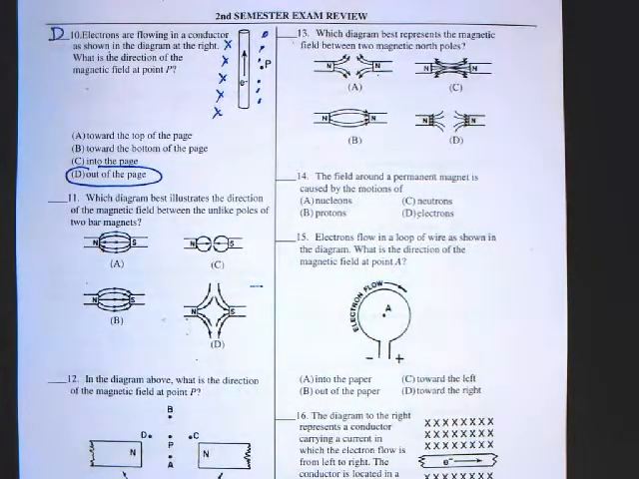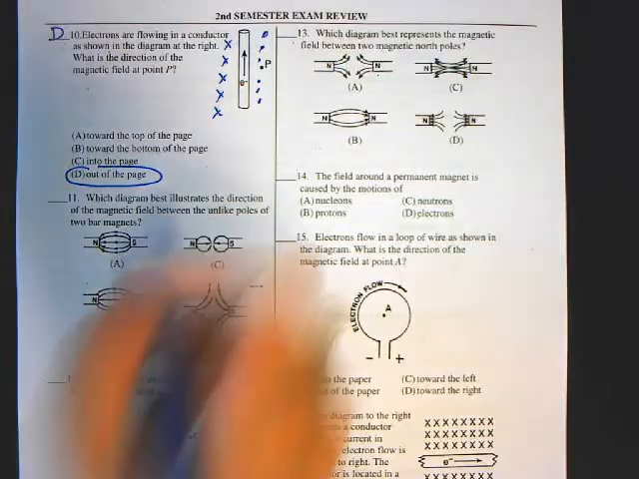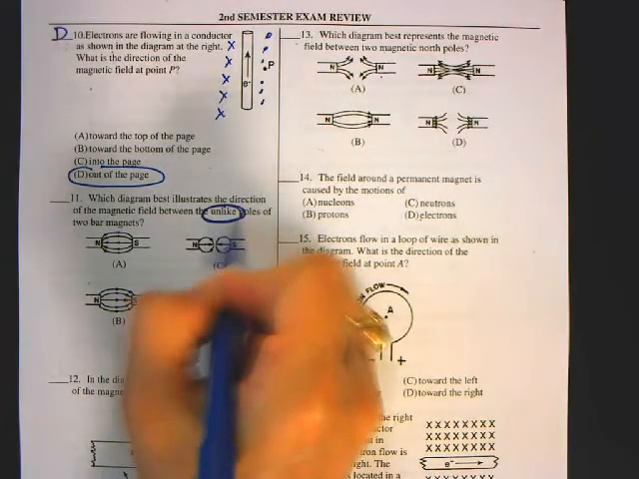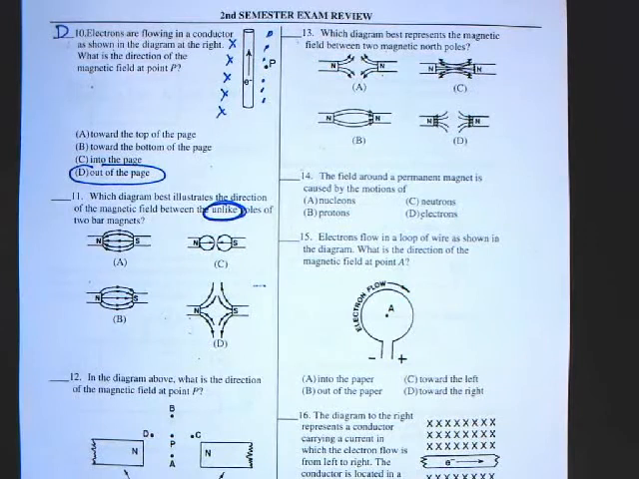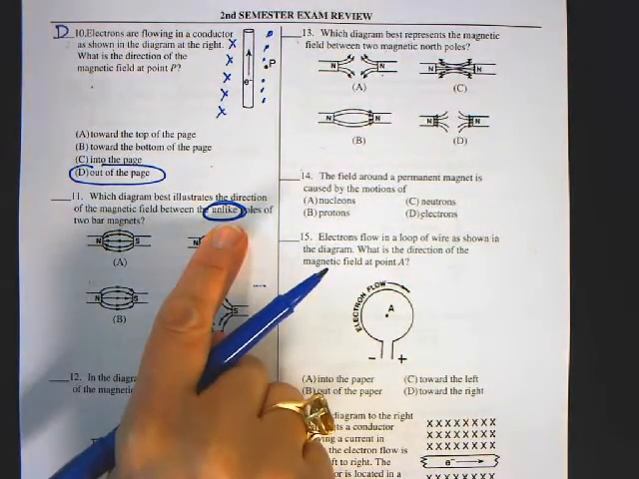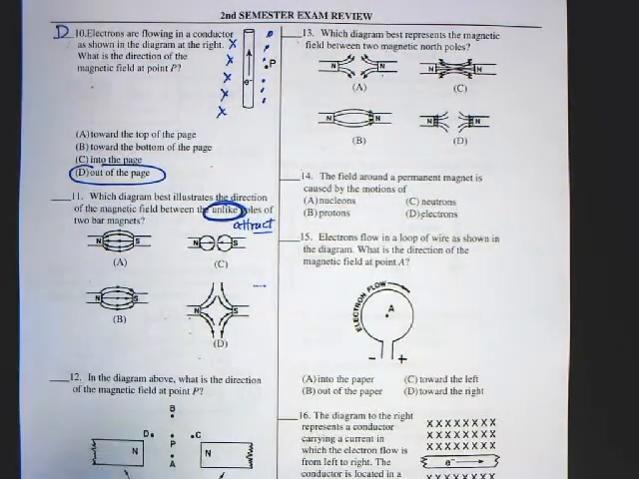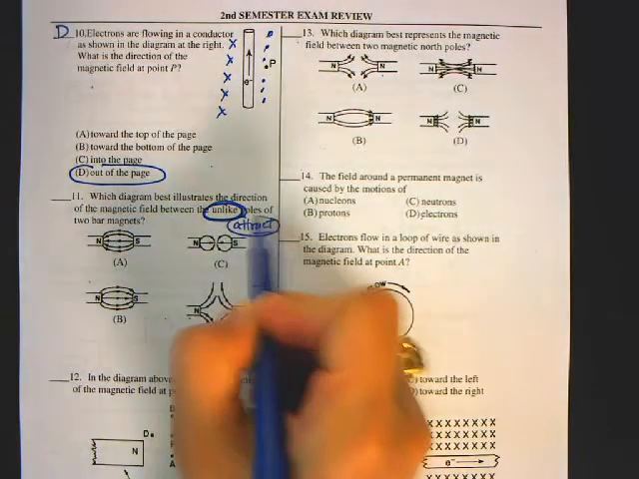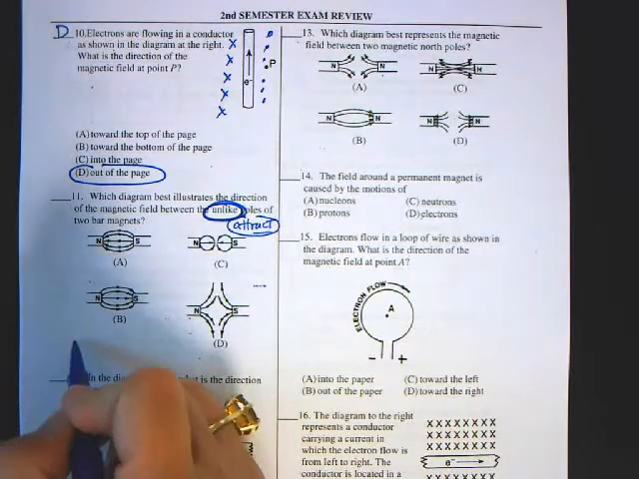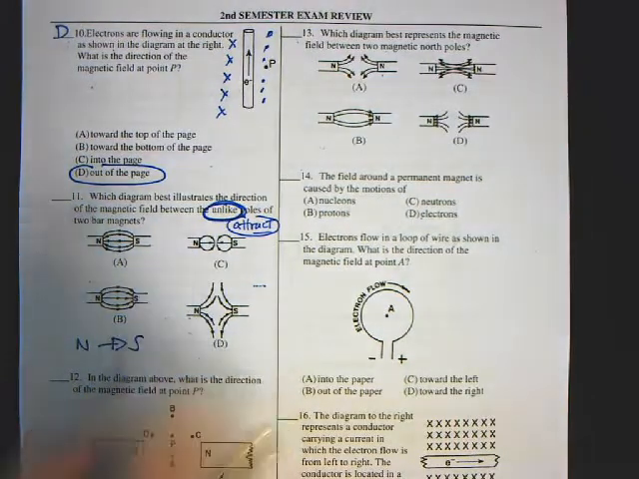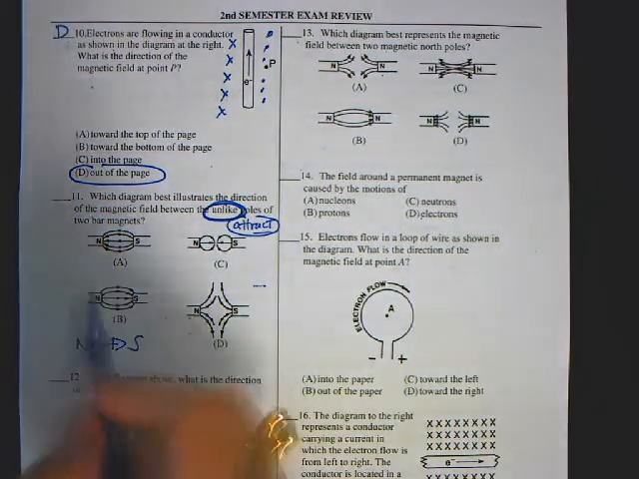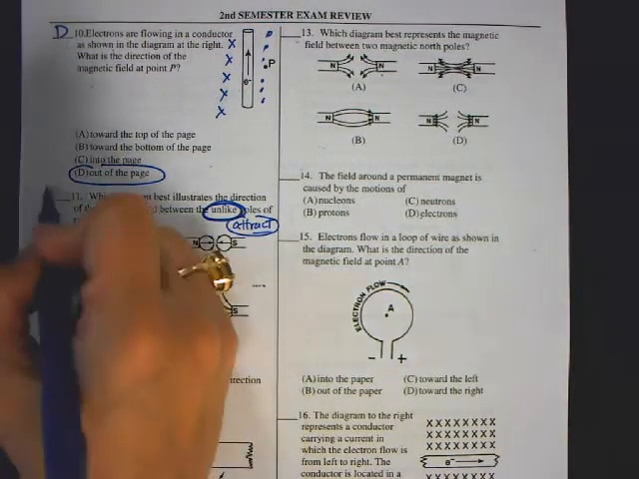Number 11, which diagram best illustrates the direction of the magnetic field between unlike poles? So again, when you're reading this, you're going to look for a key word that's going to make a difference for the review sheet. So this is unlike. So we know that unlike poles attract one another. So we need to know unlike is attract. And the other thing we need to know is it always goes from north to south when we look at the directions of the arrow. So the one that's doing both of those is going to be choice B.